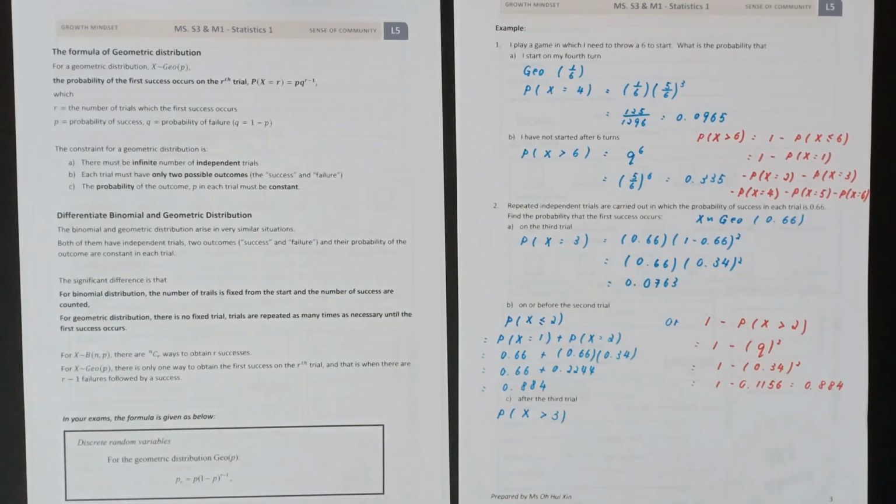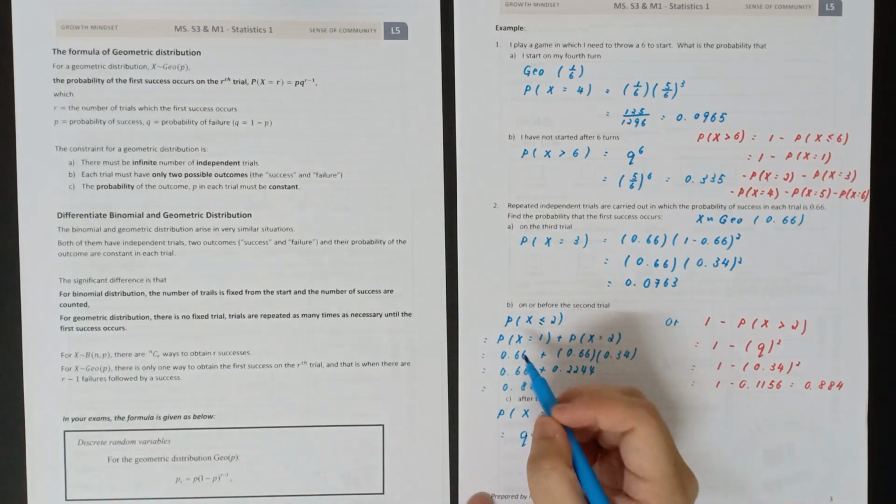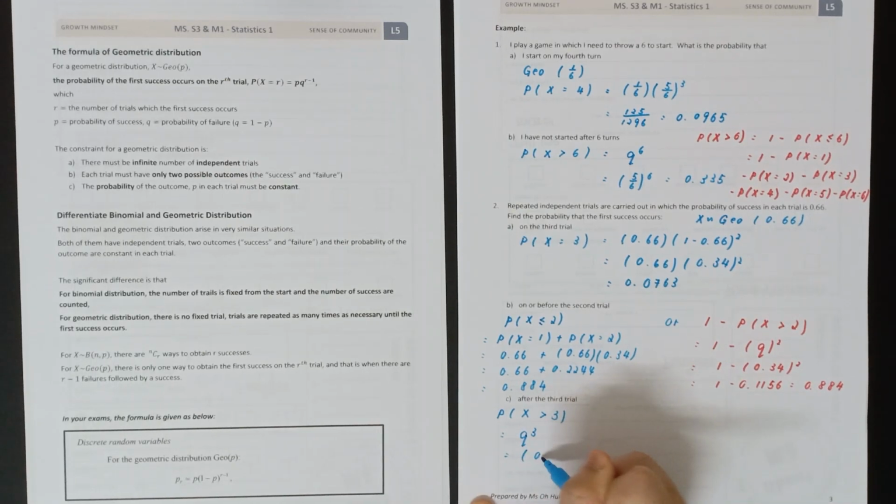for me to get a success after the third trial. Yeah, so you can see this is basically the same thing, repeated again. The probability I get a success after the third trial means that for the first 3 times I always get a failure, so Q^3. So it will be equal to 0.34 to the power of 3, which is 0.0393. So this is the first way. Do you want to go for the second way?